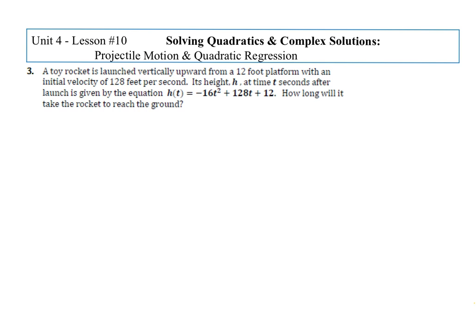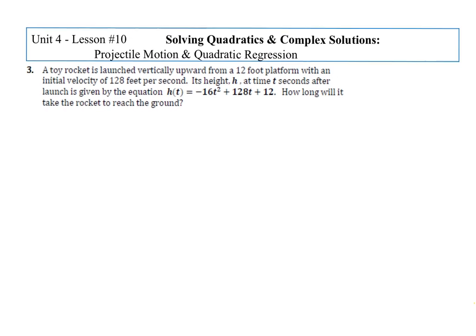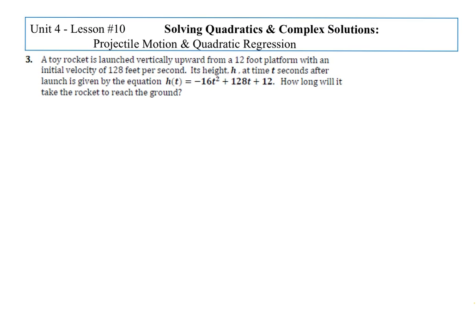Okay, on number 3, we have a toy rocket is launched vertically upward from a 12-foot platform with an initial velocity of 128 feet per second. So we're starting, again, 12 feet above the ground, and it's launched in the air, and then it's going to come back down and hit. Okay, so this is 12.